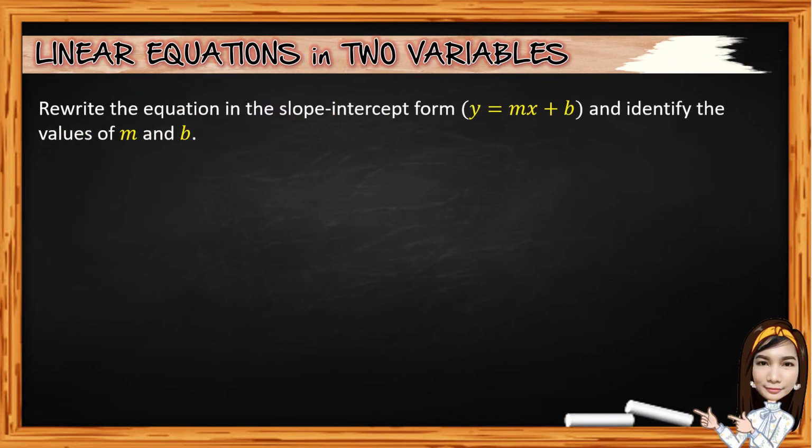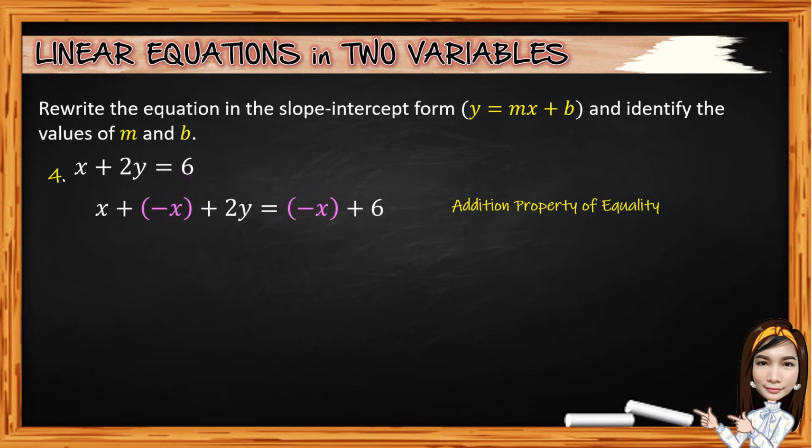Next, we're going to discuss the vice versa, on how to rewrite the equation in the slope-intercept form written as y equals mx plus b and identify the values of m, which is the slope, and b, which is the y-intercept. For number 4, given x plus 2y equals 6, using addition property of equality, we are going to add both sides the additive inverse of x, which is negative x, so that we can eliminate x. x plus negative x is equal to 0. So we have the remaining 2y equals negative x plus 6.